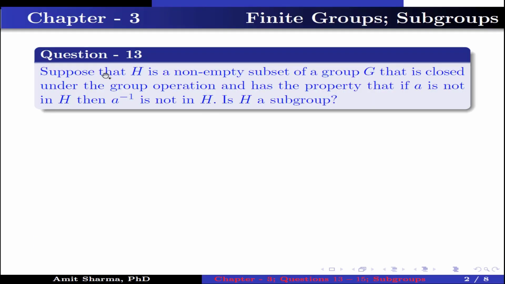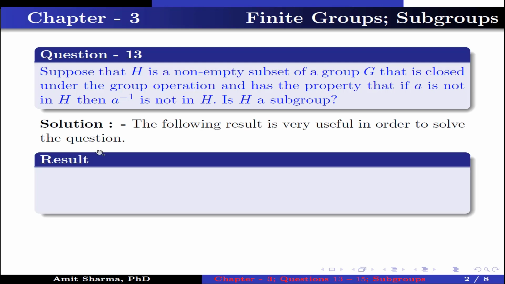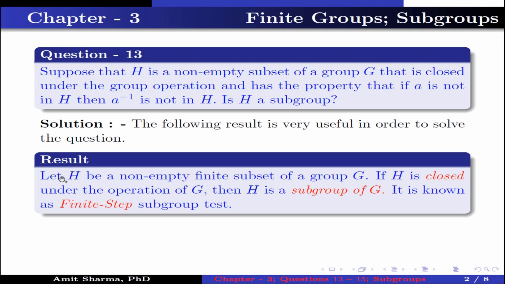Question number 13. Suppose that H is a non-empty subset of a group G that is closed under the group operation and has the property that if a is not in H, then a inverse is not in H. Is H a subgroup? The following result is very useful in order to solve the question. Result: let H be a non-empty finite subset of a group G. If H is closed under the operation of G, then H is a subgroup of G. It is known as the finite step subgroup test.